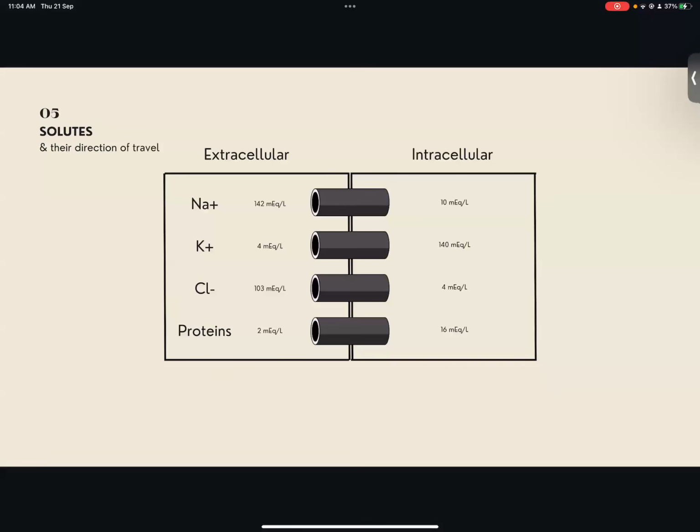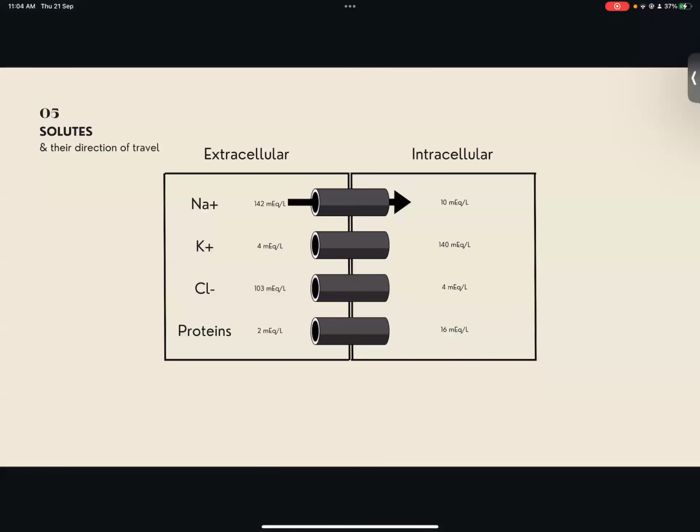So which one is more concentrated? Obviously, your extracellular compartment is more concentrated when it comes to sodium than your intracellular compartment. So when the membrane is permeable to sodium, which way will sodium move? From extracellular to intracellular, or intracellular to extracellular? Extracellular to intracellular, because again, things like to move from higher concentration to lower concentration. So sodium will move from out to in. There's going to be an influx of sodium.